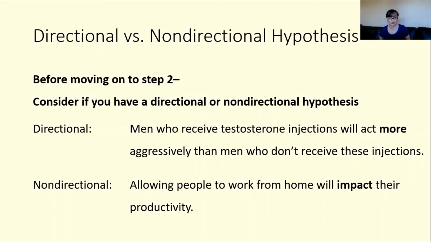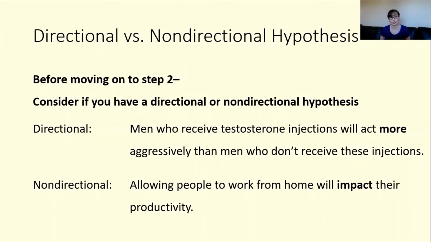non-directional hypothesis. A directional hypothesis is going to use words like more or less, or bigger or smaller. We're going to make a prediction about an increase or decrease. There's a direction to it. I'm predicting in what direction the effect will be. Something's going to happen, and I'm predicting the way that it'll happen.